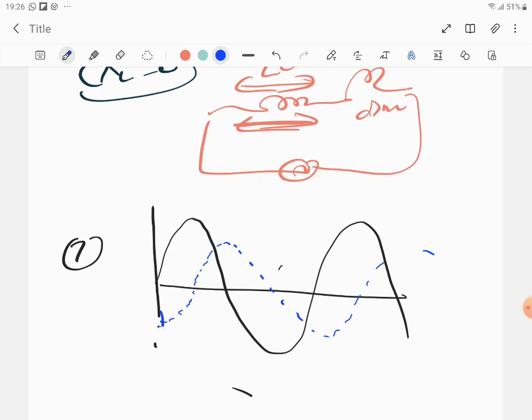For a series LCR circuit connected to a sinusoidal AC source, omega is greater than 1 by root of LC. Omega is not equal to 1 by root of LC, which means it's not at resonance. So the amplitude of EMF is always greater, and the EMF is ahead, which shows that this is definitely an inductive circuit. Correct? It's a question about identifying this inductive situation.